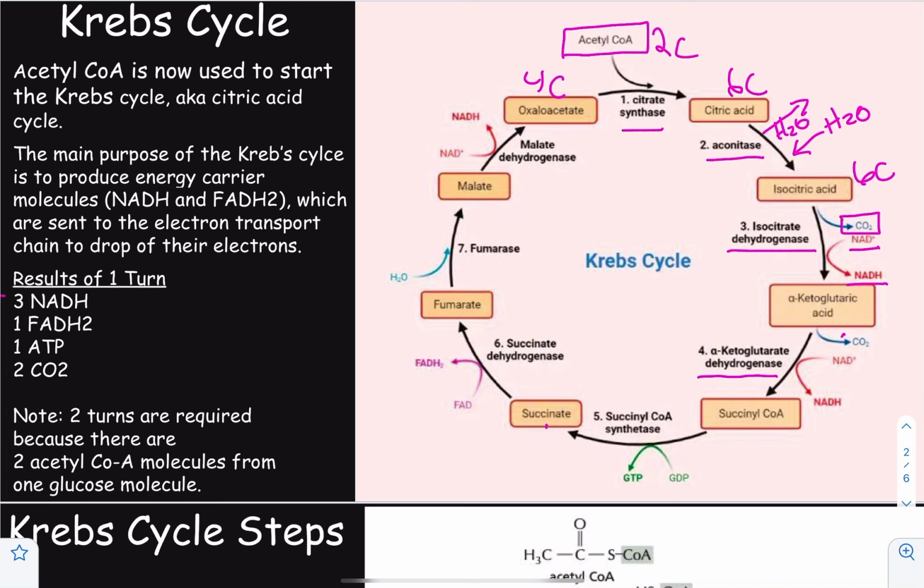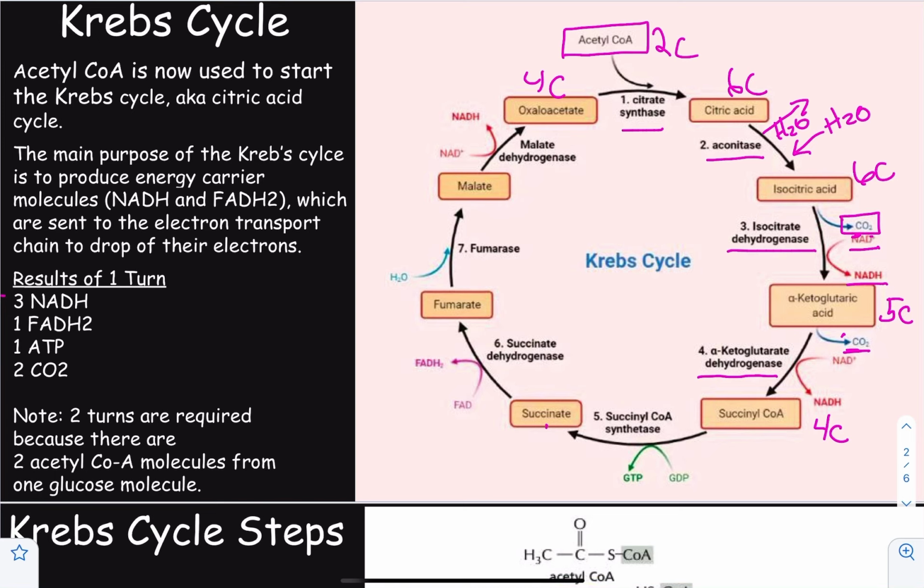Same thing again. When you lost the carbon dioxide, you lost a carbon and 2 oxygens, making it into a 5-carbon molecule. And again, the same thing happens here, so you get a 4-carbon molecule, having lost another carbon and 2 oxygens.